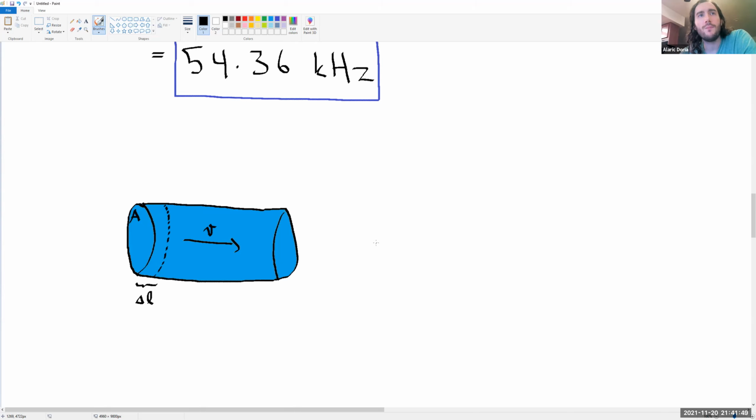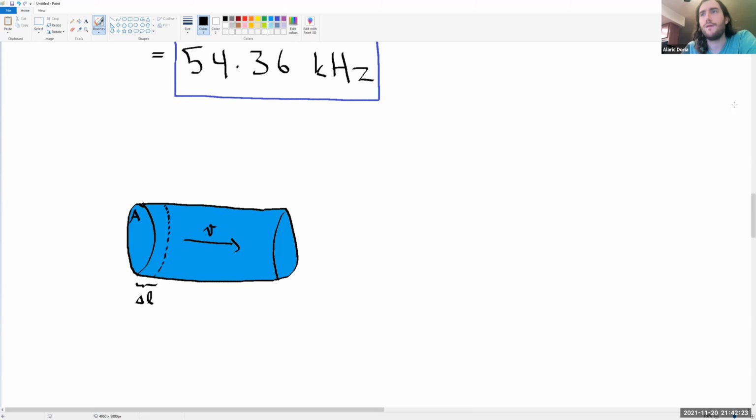And basically what Bernoulli says is that when you have a pipe like this, the flow of fluid, essentially the mass of fluid that's flowing, it must remain, let me phrase this more precisely. Bernoulli's equation really is a statement of conservation of energy.